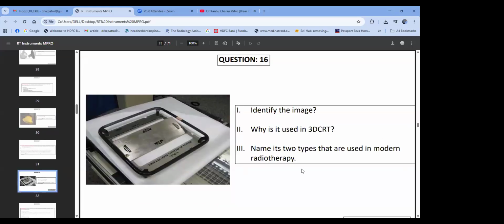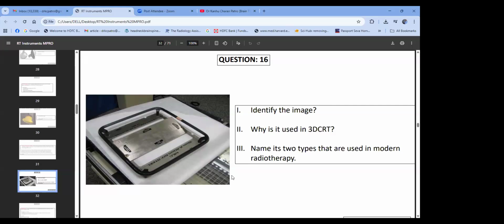So identify the image. Dr. Parvati? Sir, can you hear me, sir? Yeah, you're audible. Yes. So identify the image and what it is used for in two-dimensional or three-dimensional radiotherapy, or whether it's necessary or used in intensity modulated or volumetric arc therapy.